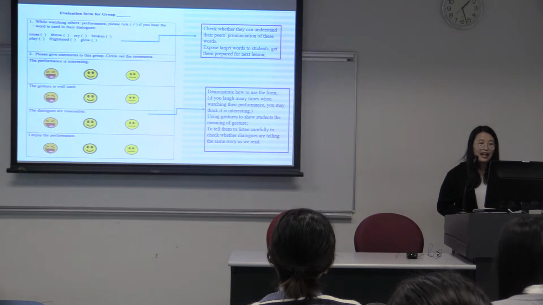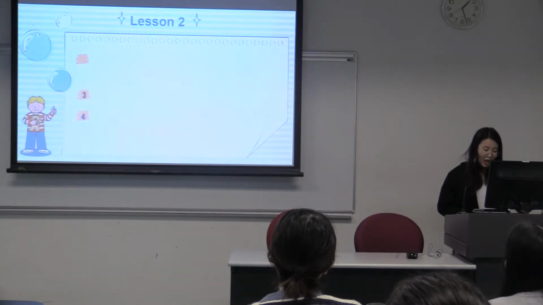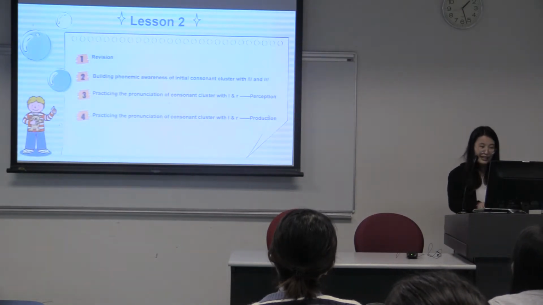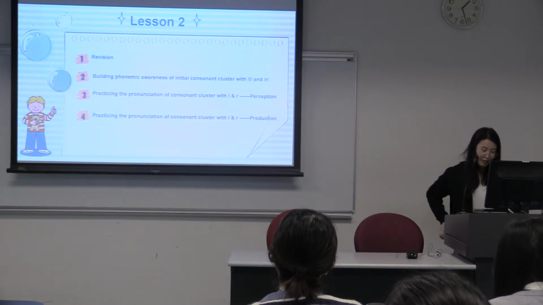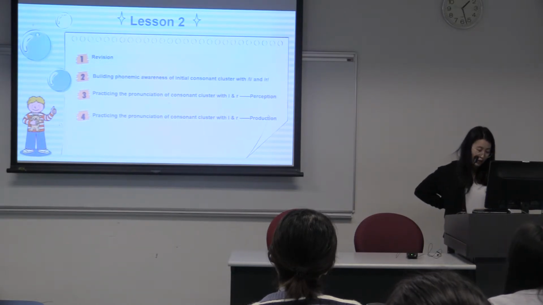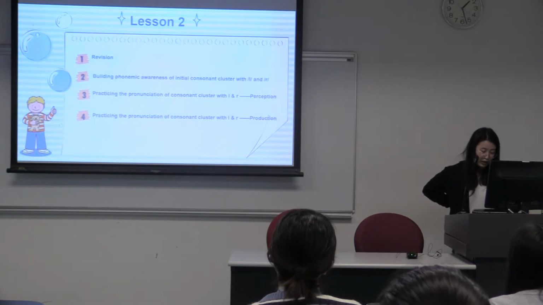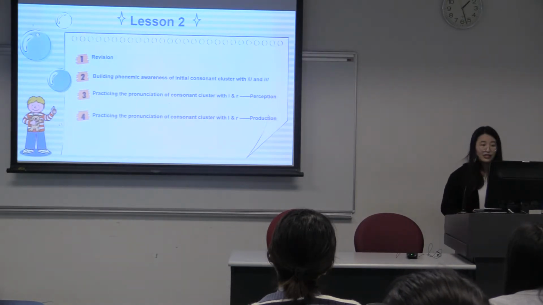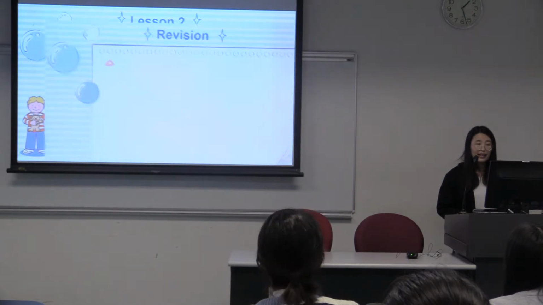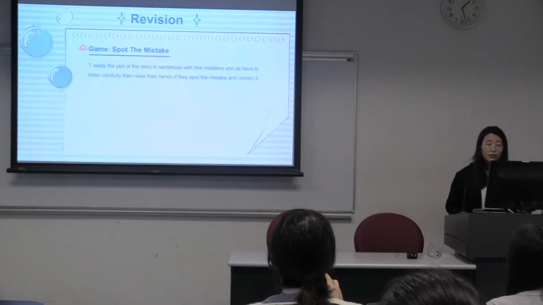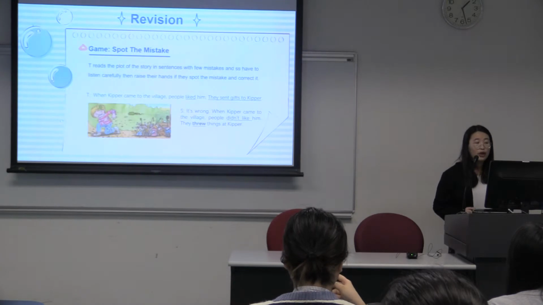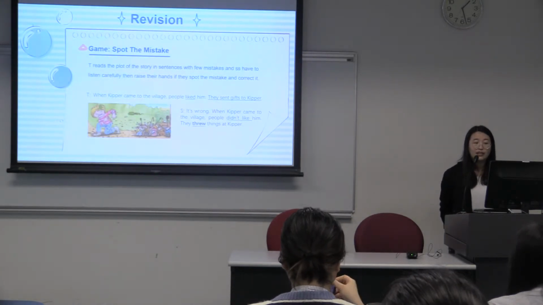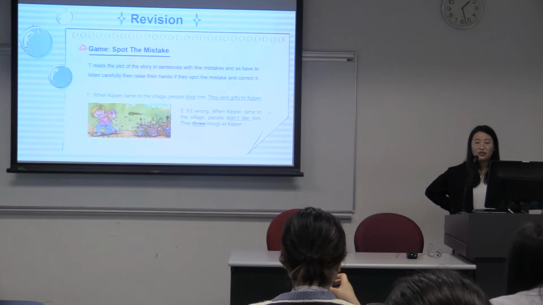And then the second lesson. The objectives of the second lesson are to identify mispronunciation of initial consonant clusters L and R, and also to help students pronounce words with initial consonant clusters L and R. So we start the second lesson with a short review. The teacher will read the plot of the story in sentences with a few mistakes, and then students have to spot the mistakes and provide the correct answers.